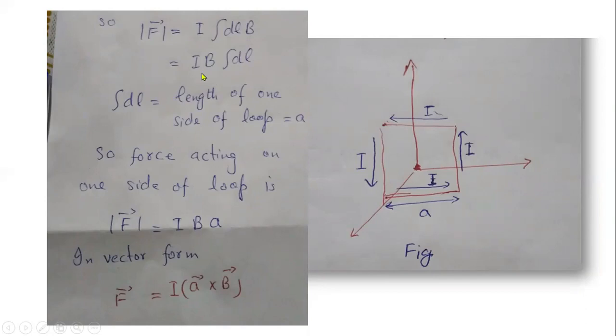What is the integral of dl? The integral of dl is the length of one side of the loop, which is equal to a. So the force acting on one side of the loop is F = IBa. In vector form, we can write F = I a cross B.